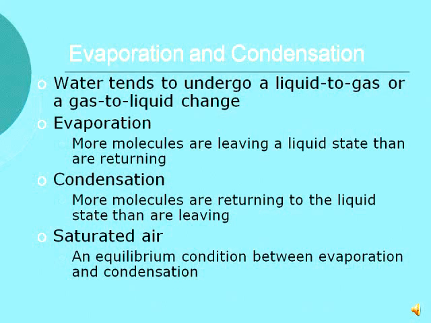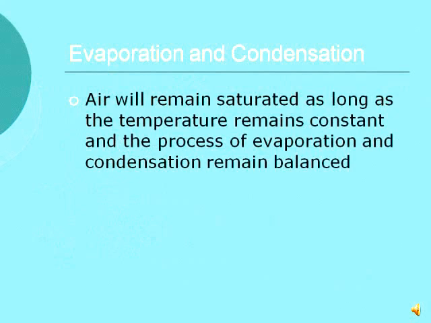Evaporation and condensation. Water tends to undergo a liquid to gas or a gas to liquid change. Evaporation is when more molecules are leaving a liquid state than are returning. Condensation is when more molecules are returning to the liquid state than are leaving. And then saturated air is an equilibrium condition between evaporation and condensation, which basically means that it's stable. Air will remain saturated as long as the temperature remains constant and the processes of evaporation and condensation remain balanced. Once one of those variables changes, though, if the temperature changes even just a little bit, then that balance is going to be disrupted, and usually either evaporation or condensation will happen, or some type of weather will happen, such as rain.